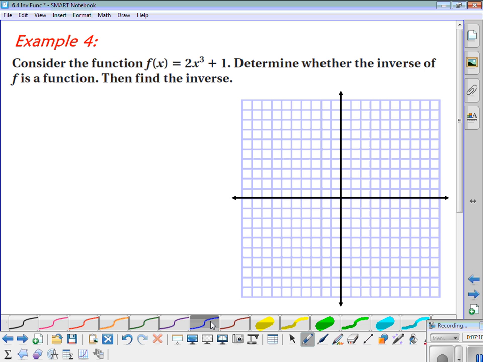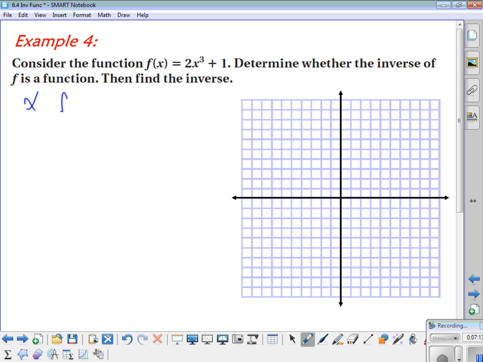So first thing I want to do is make myself a table. And again, I'm just graphing the original function right here. So I'm going to plug in -2, -1, 0, 1, and 2. So for -2 cubed, what's -2 times -2 times -2? -8, times 2 is -16, and then when we add the 1, we get -15. All right, then I plug in a -1. -1 to the third power is still -1, times 2, I have -2, so -2 plus 1, we get -1.